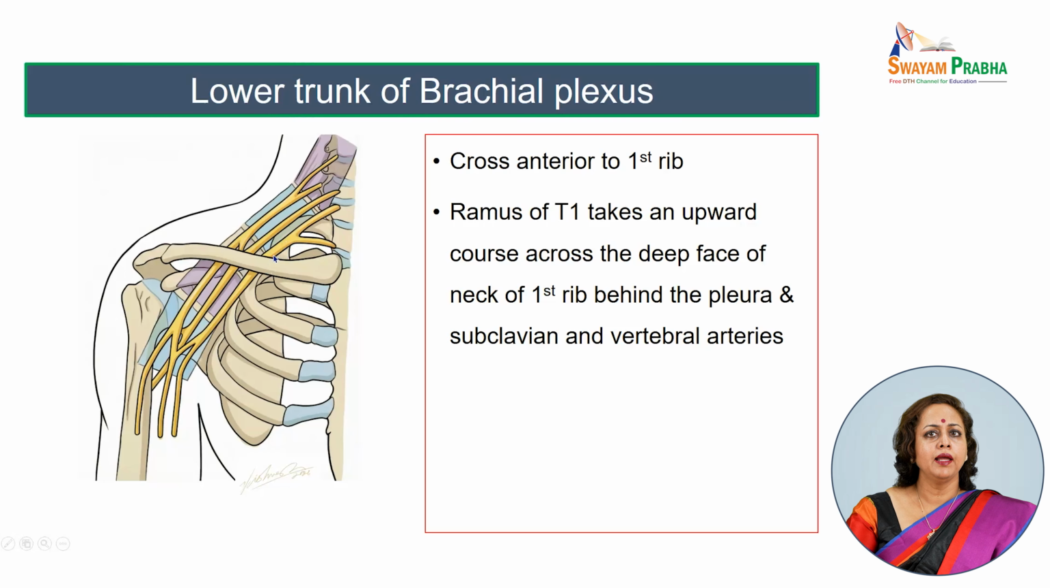And here it lies related to the subclavian and the vertebral arteries and also the pleura of the apex of the right lung. And this is where it can get interfered with, it can get compressed between these vessels, okay, and sometimes compression of the lower trunk of the brachial plexus can look like a Klumpke's paralysis.